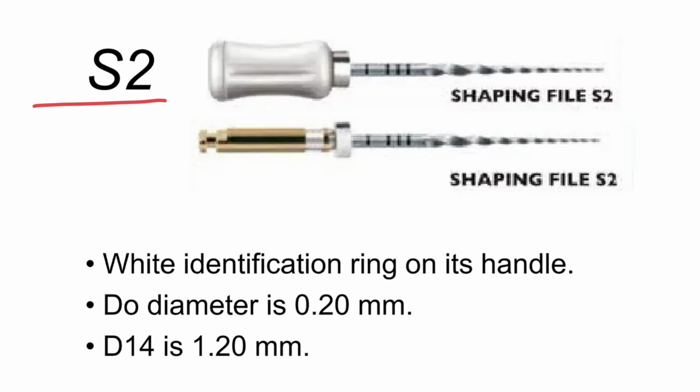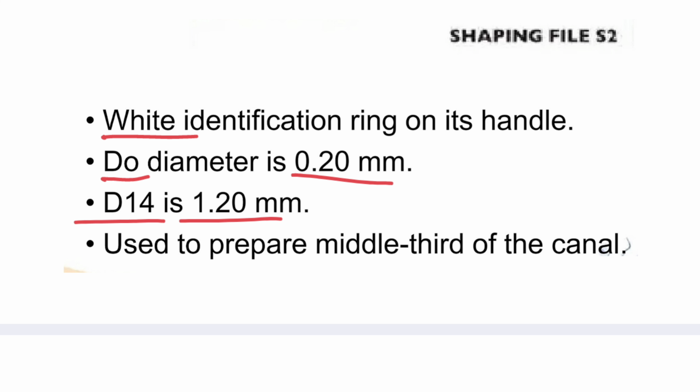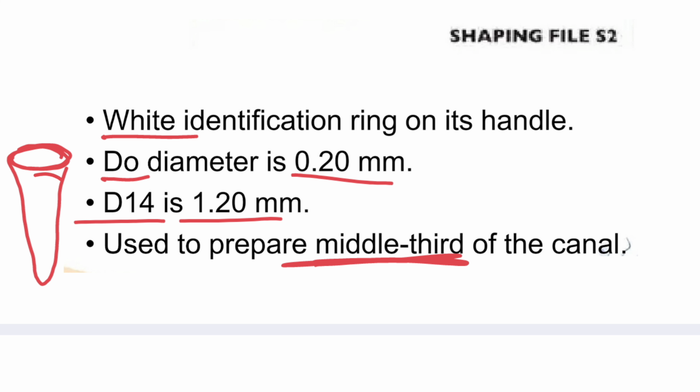Now next, moving forward to the S2 file. The full form is shaping file 2, and the identification color of the handle is white. The initial diameter is 0.20 and D14 is 1.20 mm, and it is used for preparing the middle third. It is important to understand, it is used for preparing the middle third. So this is your canal. These are the canal orifices, which are prepared by the SX file. This is the coronal portion, which is prepared by the S1 file. This is the middle third portion, which is prepared by this S2 file.